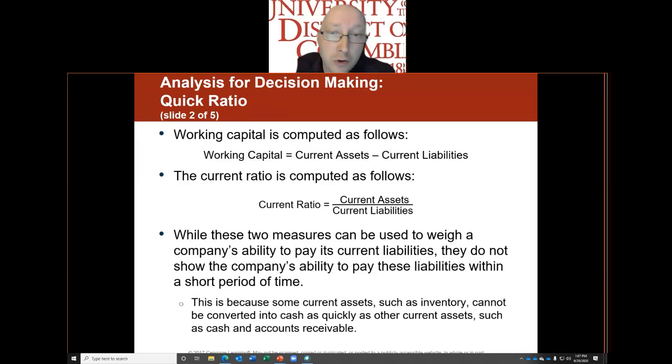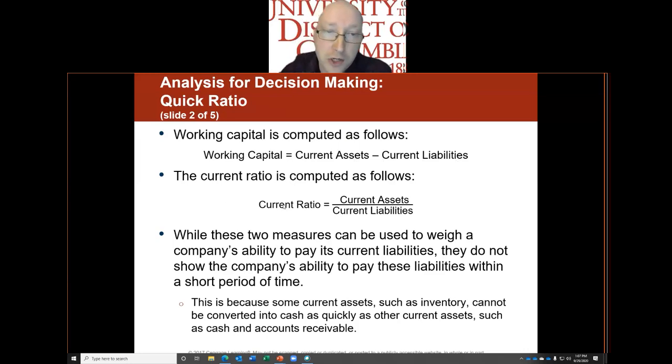Okay, real quick, a couple ratios that are important. Working capital. When you hear the word working capital, it's the amount of cash that the company has to work with in order to continue to operate. To calculate this, we take our current assets and we subtract our current liabilities. That's the current working capital ratio.